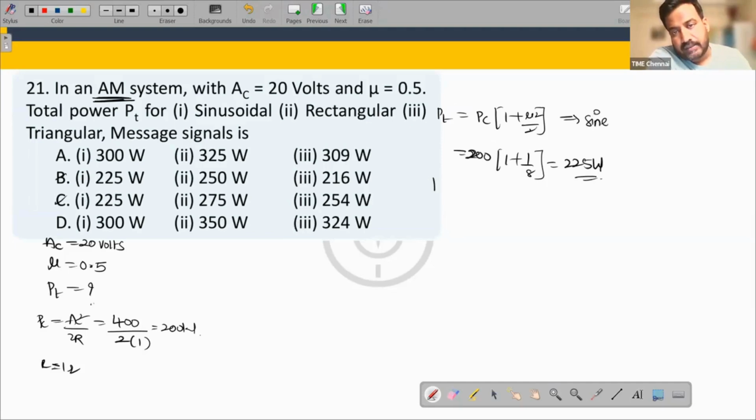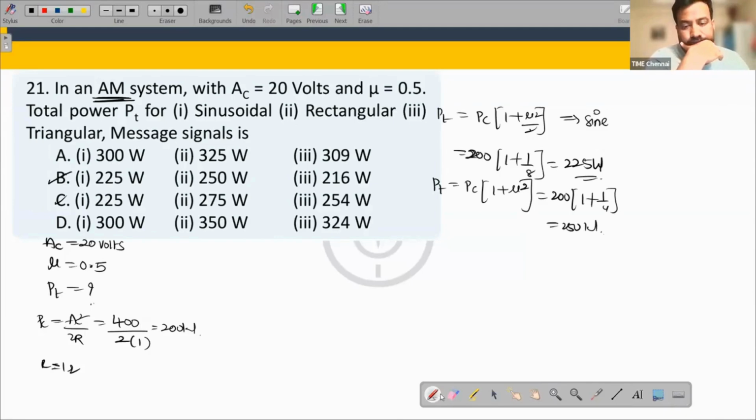Rectangular input PT is PC into 1 plus mu square. 200 into 1 plus 1 by 4. That's 250 watt. So it must be B then, because that's the only option which is matching. For rectangular input, we are done.